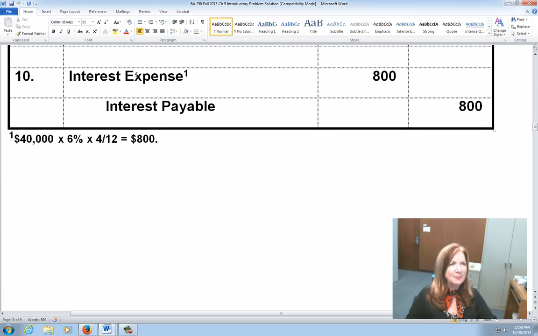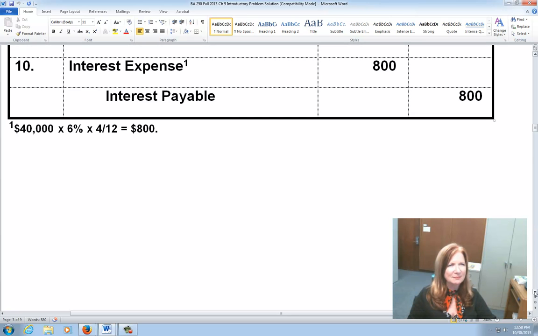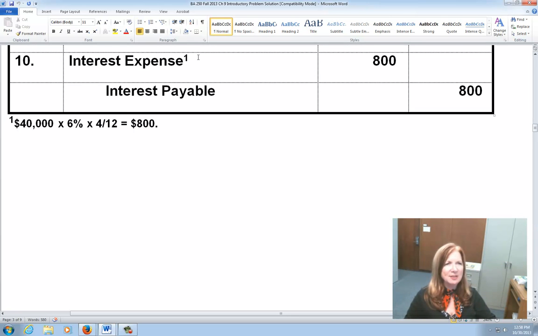So now I'm going to be debiting interest expense to make it go up. See if I can pull that up just a little bit more for you. Debiting interest expense to make it go up by $800. Crediting interest payable, the obligation to pay this sometime in the future, for $800.